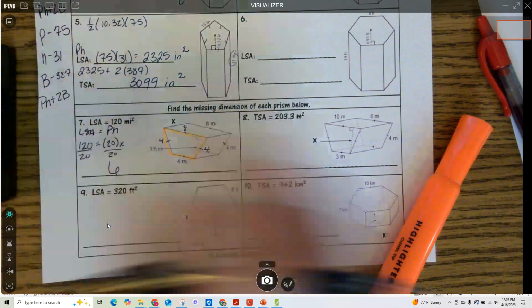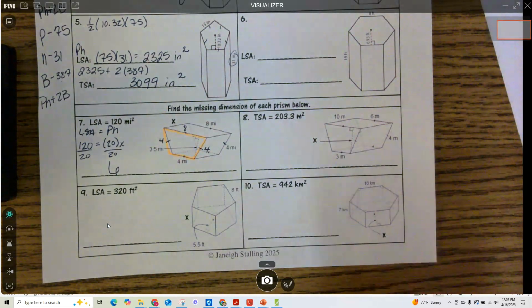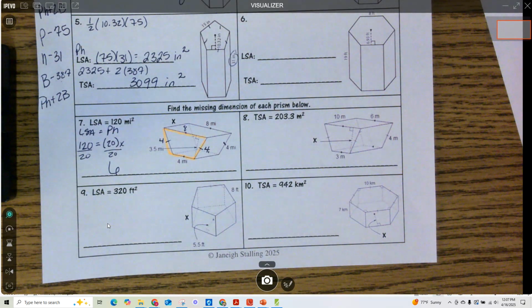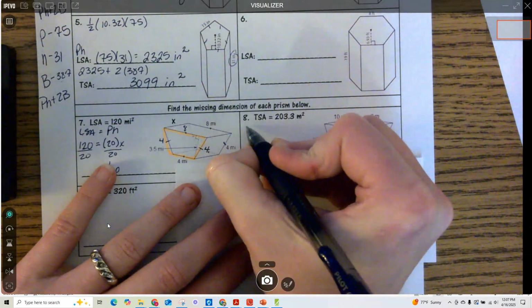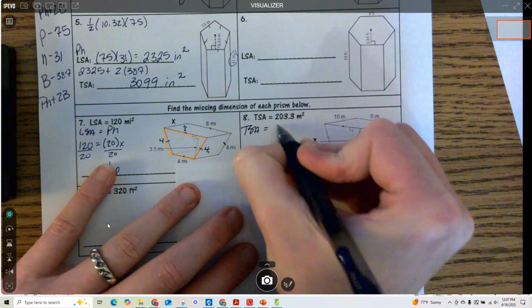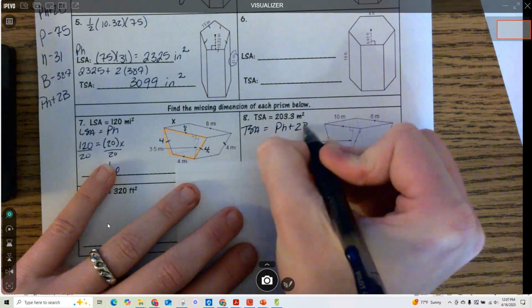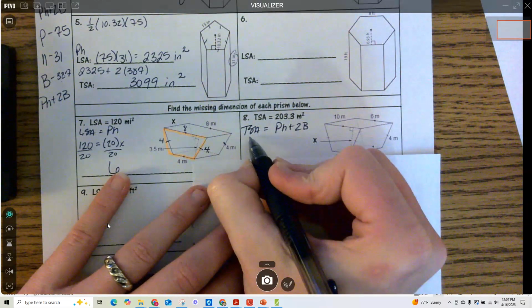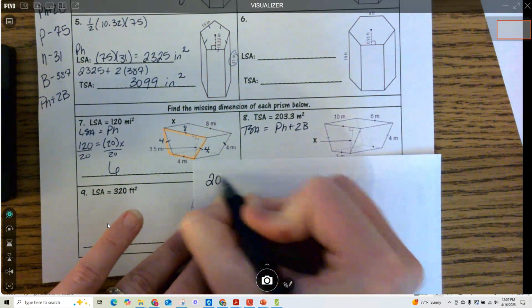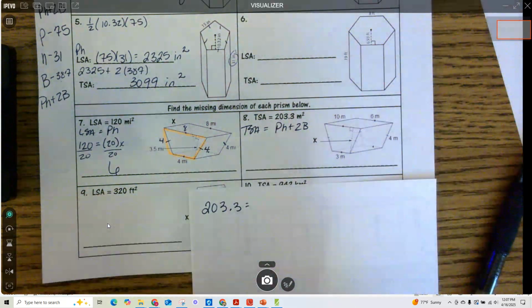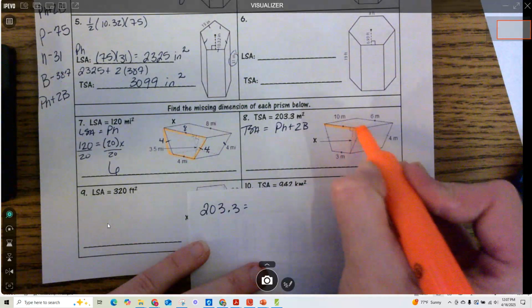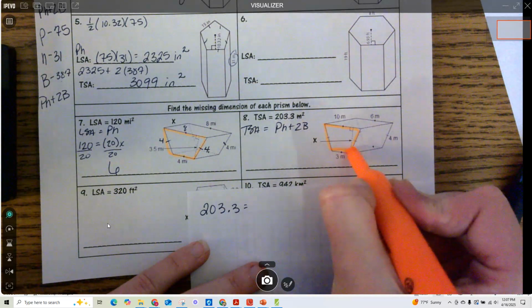All right. Total surface area. I'm going to help you get the equation set up. You are going to have to simplify and solve it. So, total surface area is pH plus 2 big B. So, total surface area, 203.3. Do I have enough information to find the perimeter of the base?